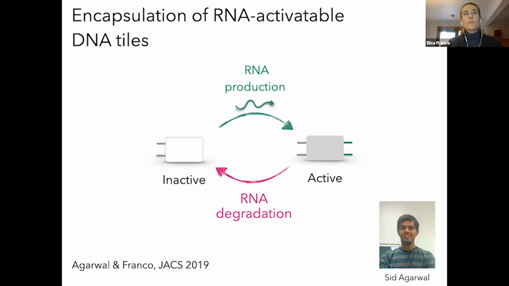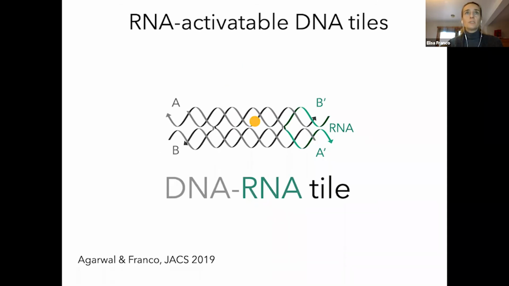All right. I mentioned earlier, we developed a method to control assembly and disassembly using RNA. So when you have RNA production, the tiles become active. And then if you do have enzymes that degrade RNA, they deactivate the tiles. And how does this activation work? Well, we simply have a DNA tile that is modified to include one RNA molecule, shown here in green.